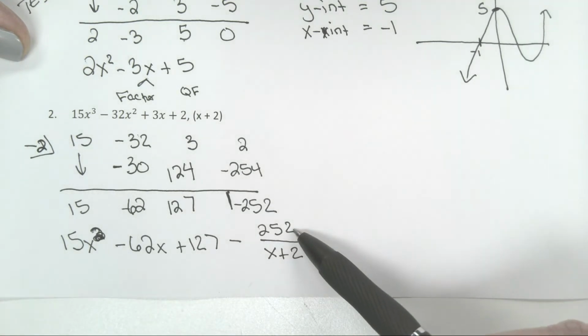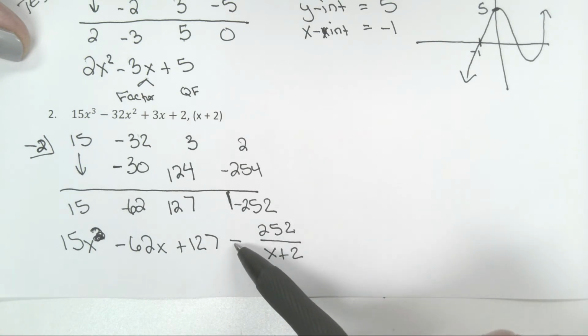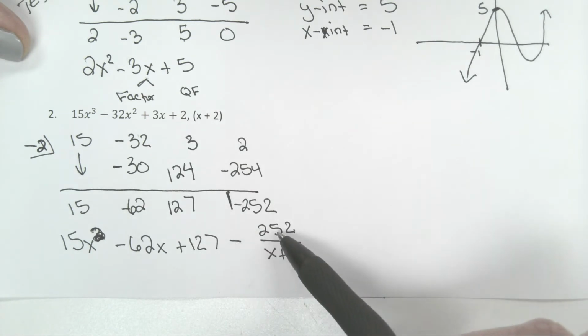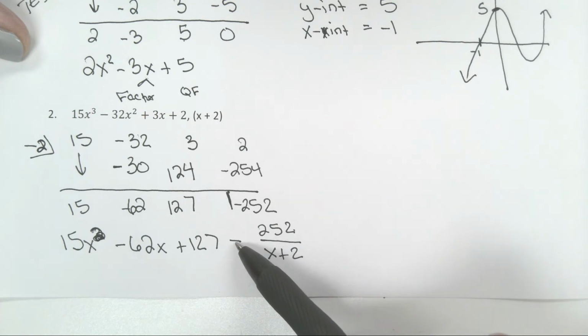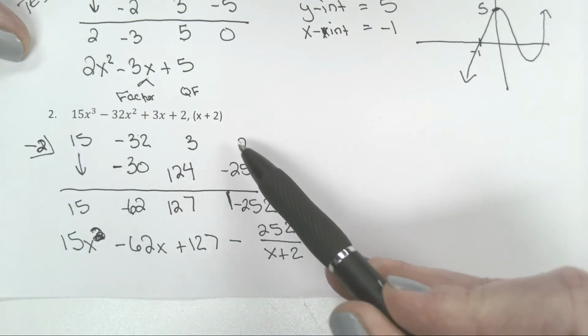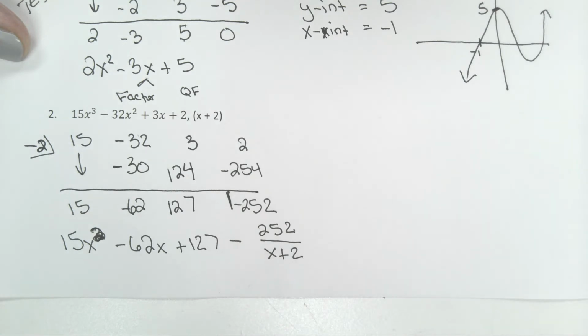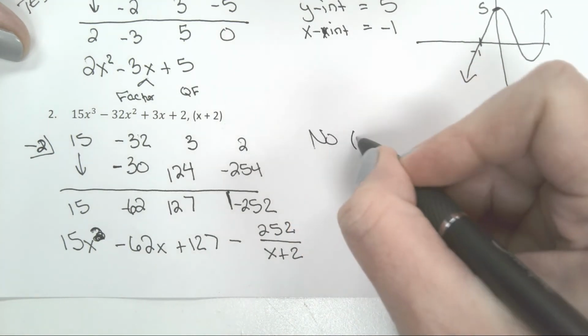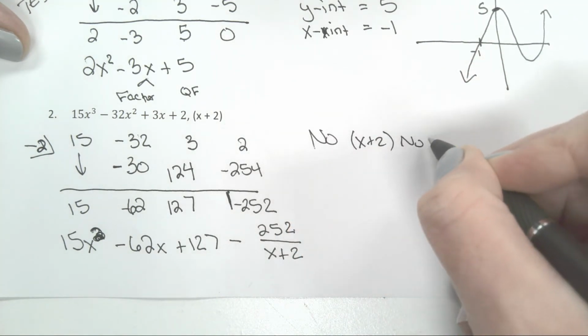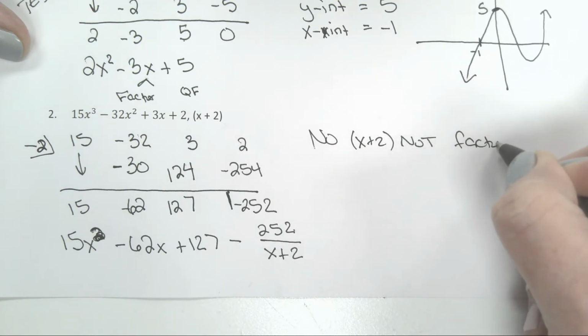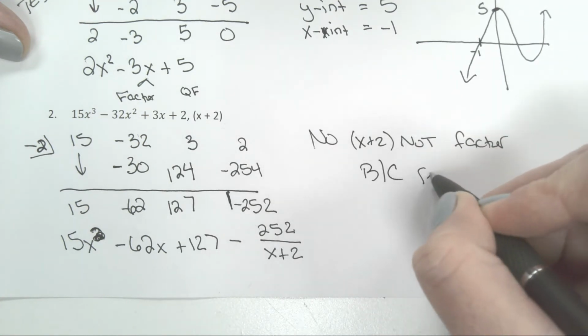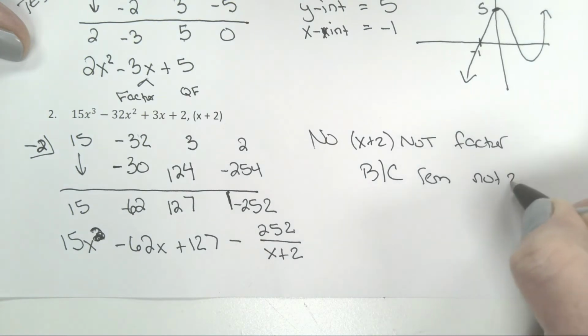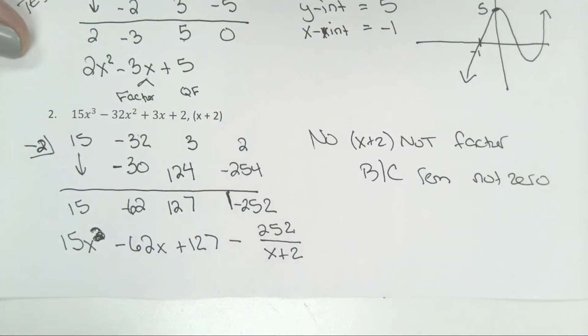So a negative and subtraction mean the same thing. So I have my minus sign right here. And then my denominator is my linear factor right there. And I was trying to determine if x plus 2 is a factor. Nope. X plus 2 is not a factor because my remainder is not 0. My remainder is -252.